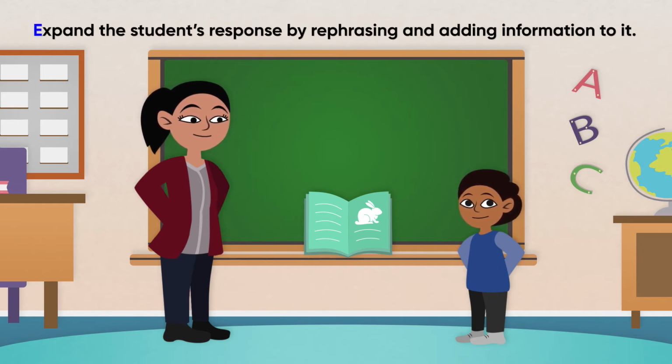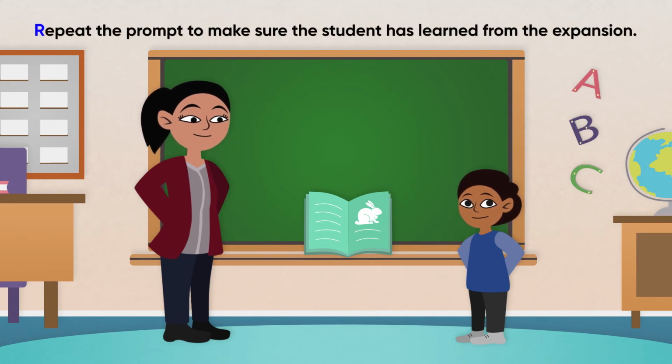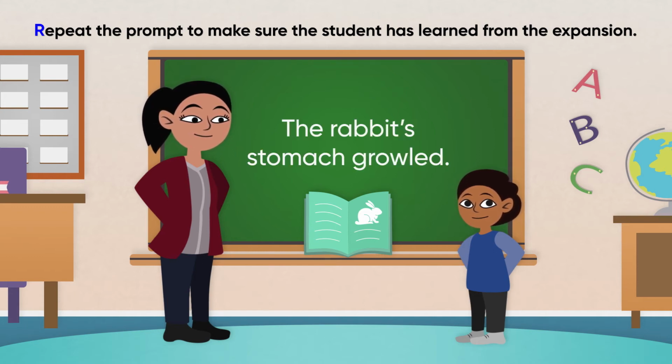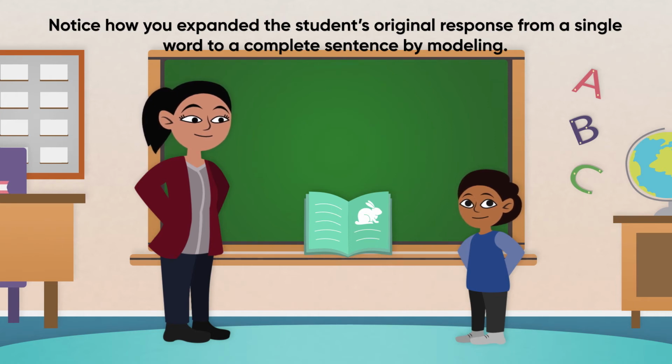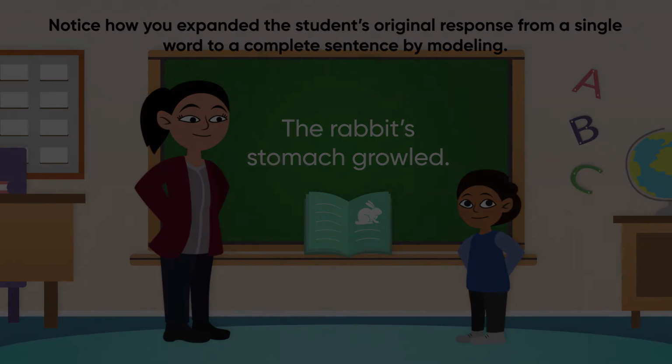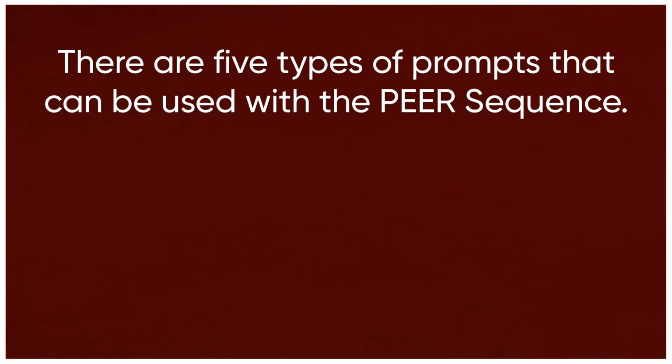Expand the student's response by rephrasing and adding information to it. "The rabbit's stomach growled. Say, the rabbit's stomach growled." "The rabbit's stomach growled." Repeat the prompt to make sure the student has learned from the expansion. "How did you know the rabbit was hungry?" "The rabbit's stomach growled." If the student doesn't say, "the rabbit's stomach growled," then you say it and ask the student to repeat it. Notice how you expanded the student's original response from a single word to a complete sentence by modeling.